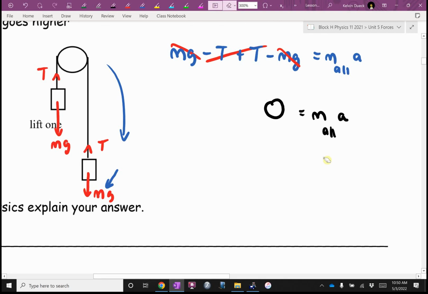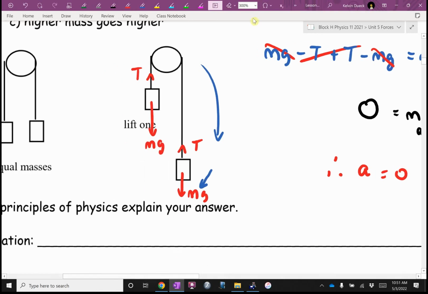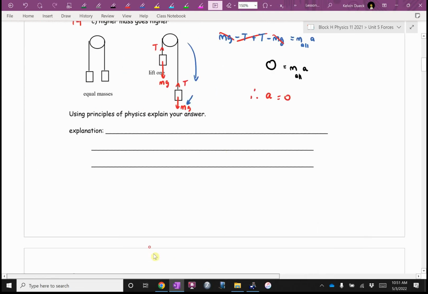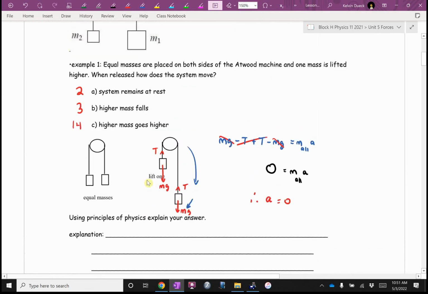Is the mass 0? No. Therefore, A equals 0. So what's the correct answer? A, B, or C? A is the correct answer. Which two of you picked it? Well done.